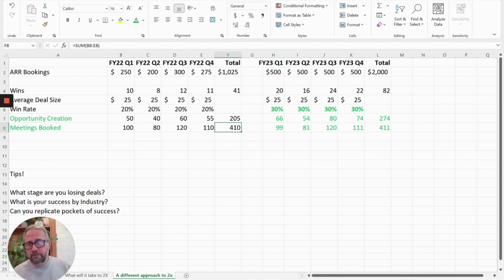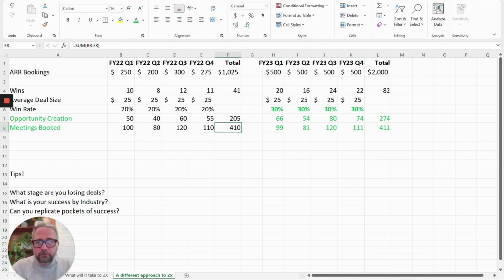Are you having success in certain industries? Replicate that. Forget all the other industries. Just focus on the ones that are working. It could be by source of lead. Are you having a higher win rate with outbound lead sources versus inbound lead sources? Well, if that's the case, just stop spending money on inbound, double down on outbound. Easy. By just having a marginal productivity boost on win rate and other funnel conversion just before your opportunity creation, you can actually achieve 2x very, very quickly.